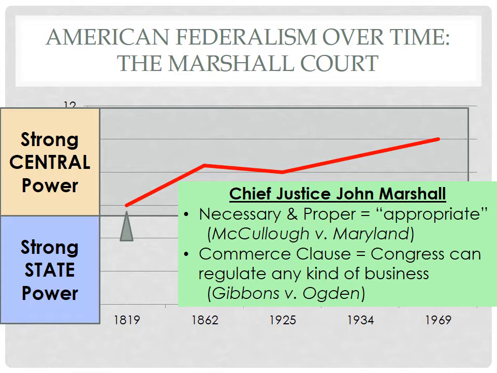Similarly, in Gibbons versus Ogden, we had the Commerce Clause discussed. What the Commerce Clause said is that Congress can regulate any kind of business, as long as it's business going on between the states. And so this gave more power to Congress vis-a-vis the state legislatures. So this kind of gave a bump up also to central power versus state power.